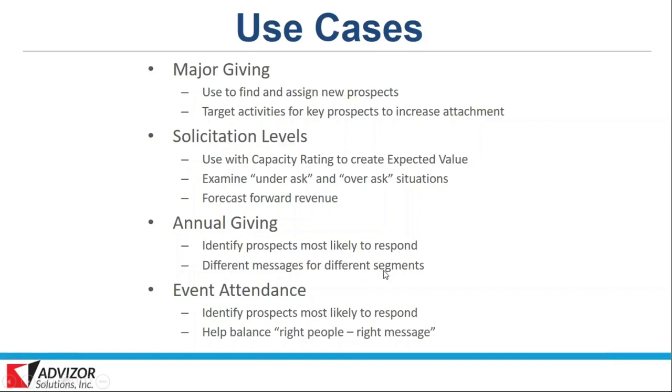For annual giving, you want to identify the prospects most likely to respond to different messages for differing segments. We actually have a webinar tomorrow with Wealth Engine on this topic, and we're going to examine some cases where the people from the classes in the 70s who have capacity and are engaged are giving exactly the same as everybody else, and that's wrong. They should be asked at a much higher level, and there are a bunch of ways to differentiate the messages and to create different ask levels. There's more and more happening in this space with both wealth capacity and attachment.